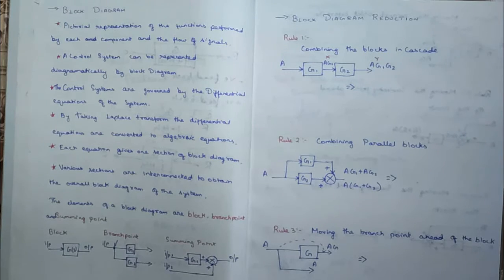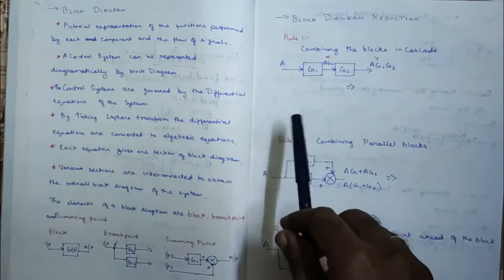In this video we are going to see about block diagram and block diagram reduction rules. Before going into the block diagram reduction rules, we have to know why we need a block diagram. So block diagram is just a pictorial representation of a control system.